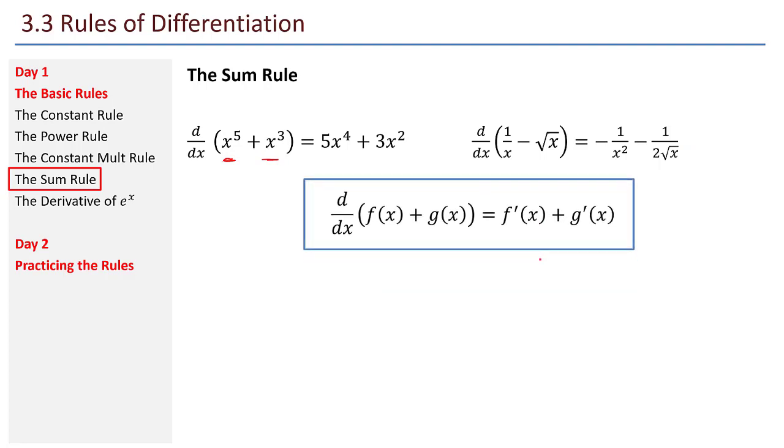The general statement says the derivative of f of x plus g of x equals f prime of x plus g prime of x. And I won't go through a proof of this, but it kind of goes along the lines of the other proofs that we've seen. We end up using the sum rule of limits in the proof.